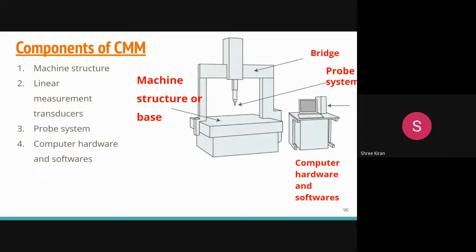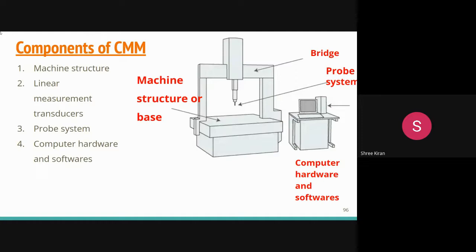The probe is a sensory part of a coordinate measuring machine, mainly responsible for gathering data from the workpiece. Probes are inserted in the probe arm, which is supported by the moving frame that allows the movement of the probe relative to the workpiece.